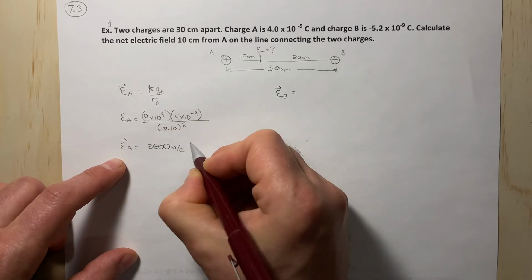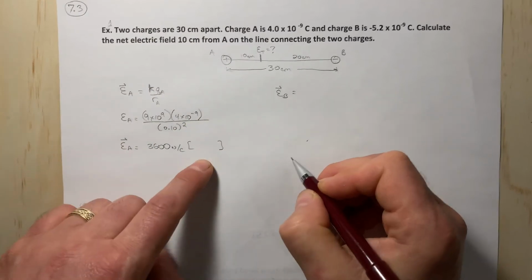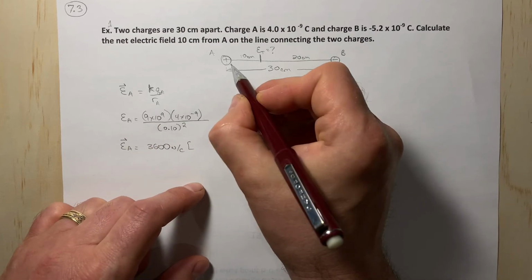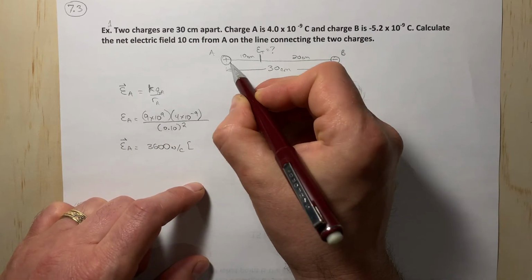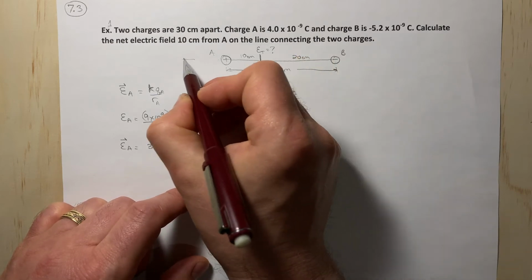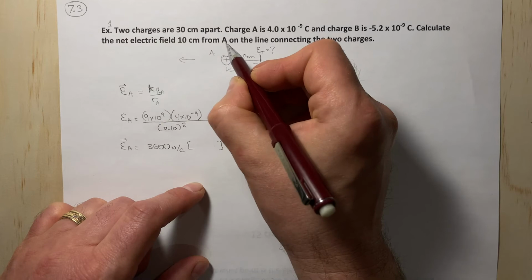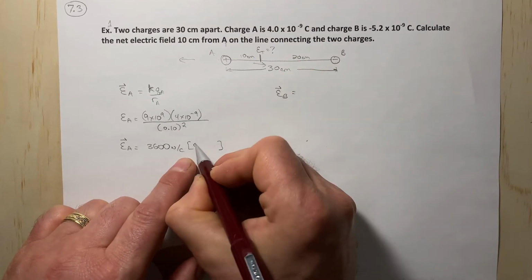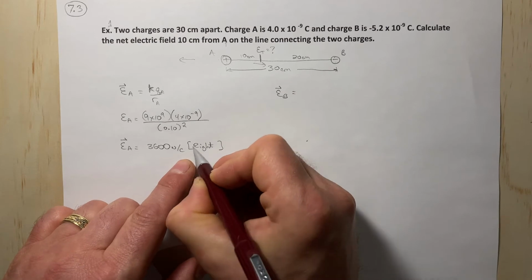I want to put a vector sign on here. I need to have a direction. Remember, E fields always point away from positive charges. Okay, so right here it's going to be pointing away that way. You could say over here it's going to point away, up here it's going to point away, down here. It's going to point away everywhere, but I only care right here. So it is to the right. That's an R there.